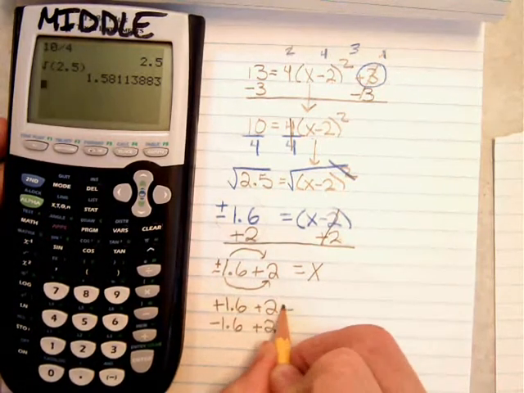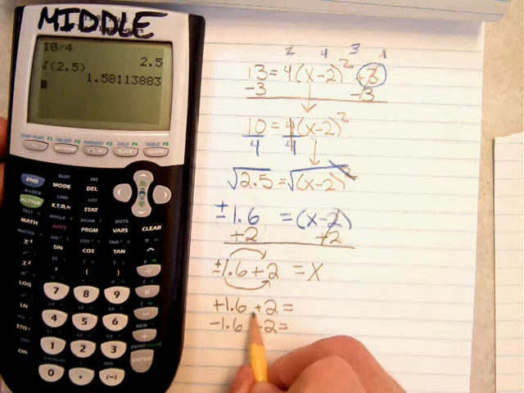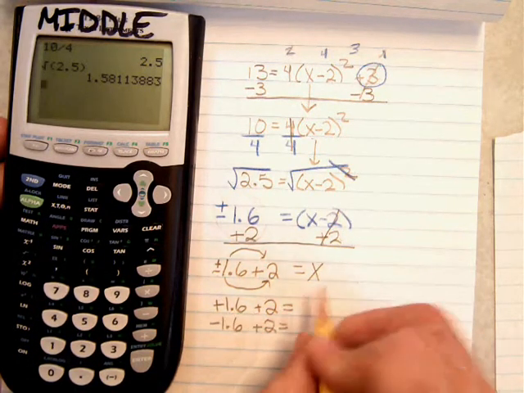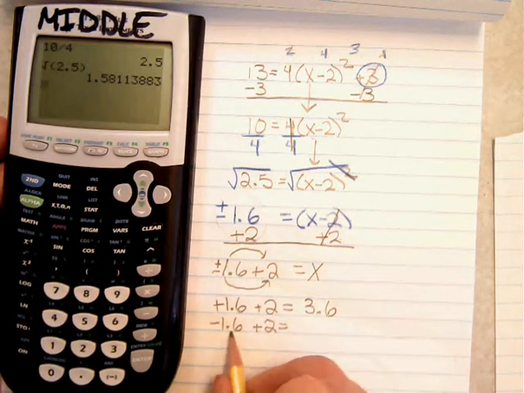And in your calculator, you should see 1.6 plus 2 is 3.6. And negative 1.6 plus 2 is 0.4.